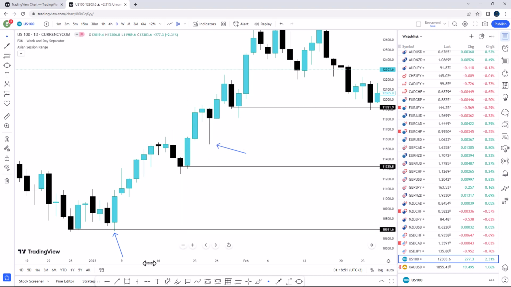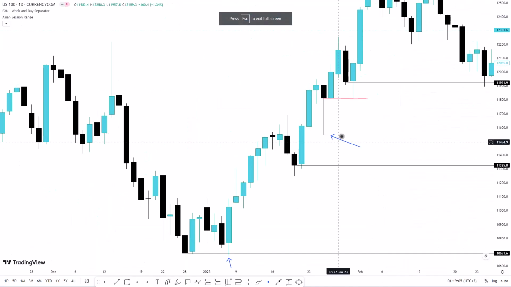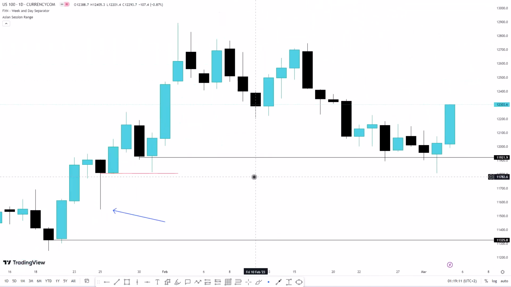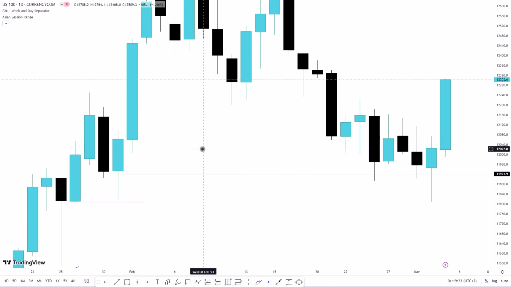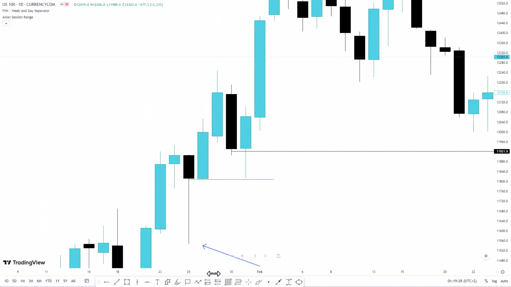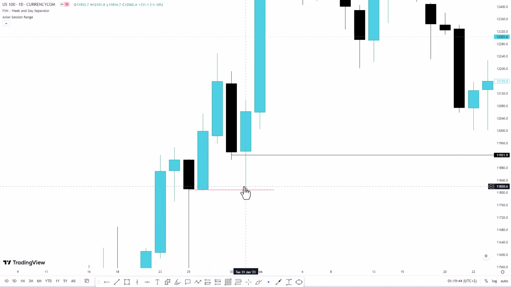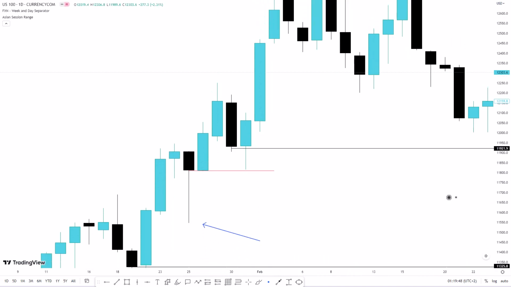Now, the same here: you've got another rejection block, but the market did not touch the zone. Let me go full screen. The market did not touch the zone, as you can see. So this is a missed opportunity. If you look at it carefully, maybe you can adjust the line a little bit somewhere around here. You can see this candle did not touch our rejection block. So this is a missed opportunity.